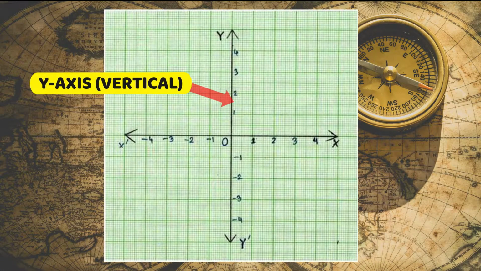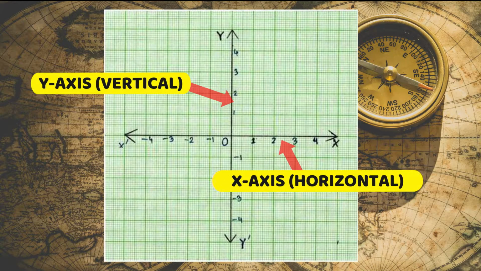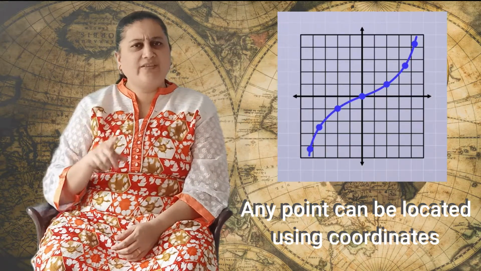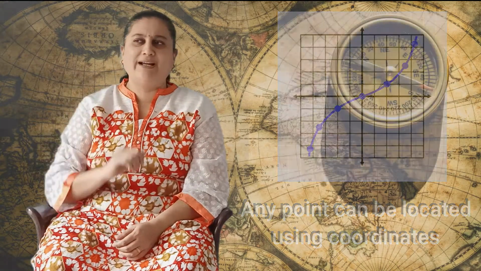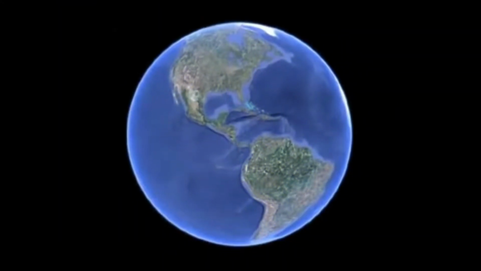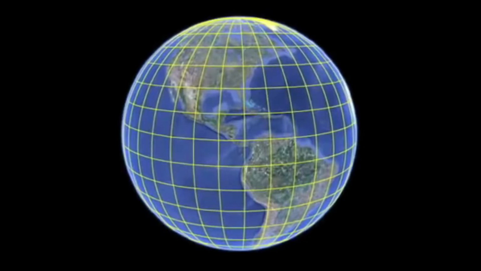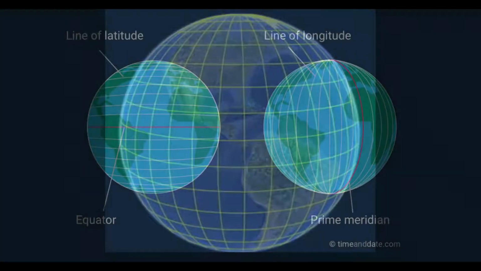By now you all know how a graph is drawn. We have a y-axis that is vertical and we have an x-axis that is horizontal. Now when we are aware of the y-axis and x-axis, and if we plot a particular point on graph paper, any point on the surface can be located by giving coordinates of x and y-axis. Similarly, to locate ourselves on the surface of the earth, we have longitudes and latitudes.